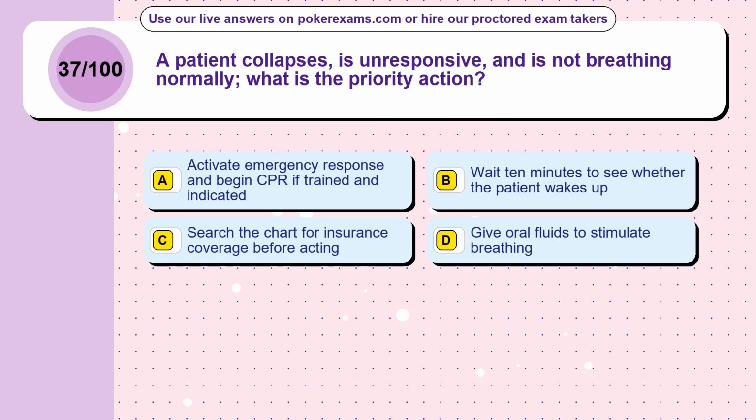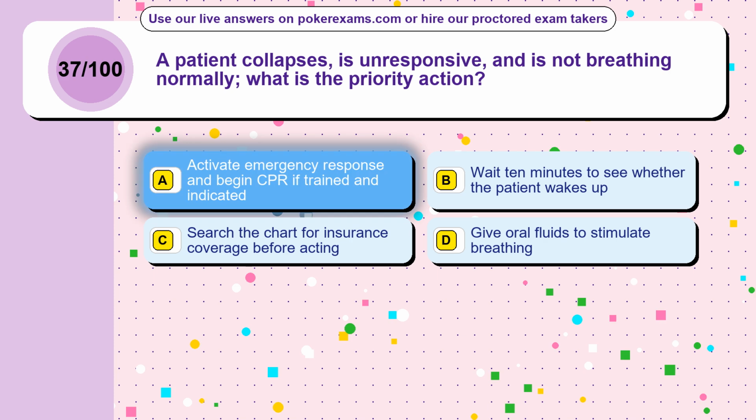Question 37. A patient collapses, is unresponsive, and is not breathing normally. What is the priority action? Option A. Activate emergency response and begin CPR if trained and indicated. Option B. Wait 10 minutes to see whether the patient wakes up. Option C. Search the chart for insurance coverage before acting. Option D. Give oral fluids to stimulate breathing.